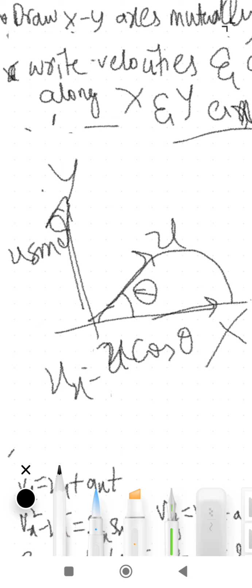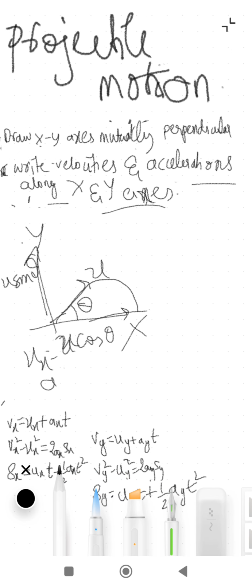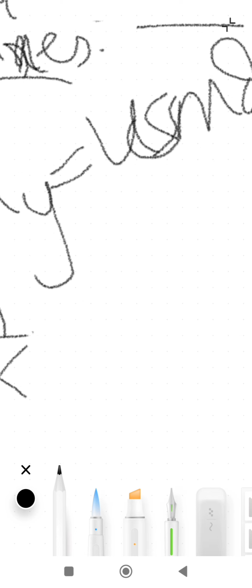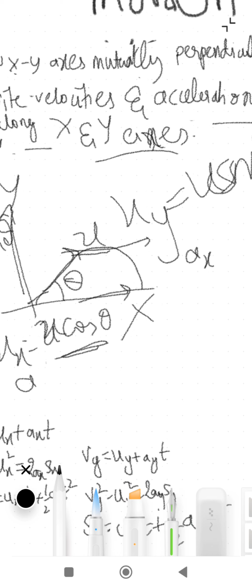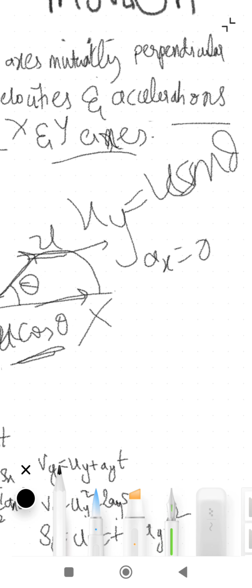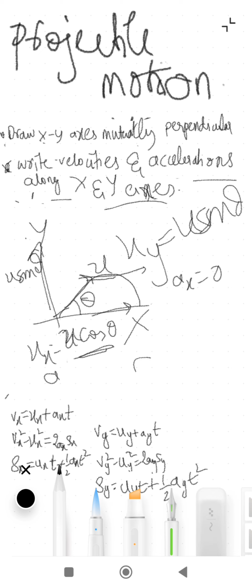And talking about the accelerations, as mentioned in the second step, is to write velocities and accelerations along the x and y axes. So in the y axis the velocity is u sin theta, and the acceleration in the x direction is 0, as the velocity in the x direction remains constant, because cos theta doesn't change, right? In the x direction it follows a constant velocity. Acceleration along the x direction is 0. Whereas in the y direction, the acceleration is minus g.